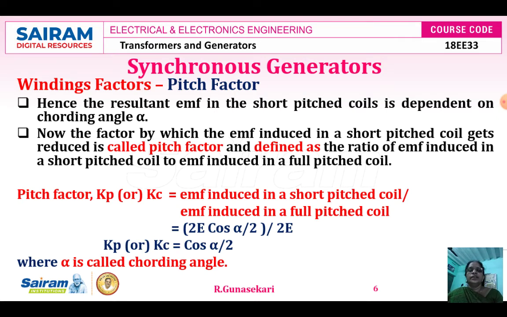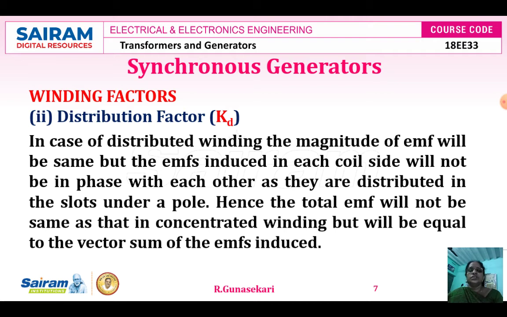Now the next, second winding factor is the distribution factor, which is denoted by KD. In the distributed winding, the magnitude of the EMF will be the same, but the EMF induced in each coil side will not be in phase with each other, because they are distributed in the slots under the pole. So the total EMF will not be the same as that in the concentrated winding, but will be equal to the vector sum of the EMF induced.